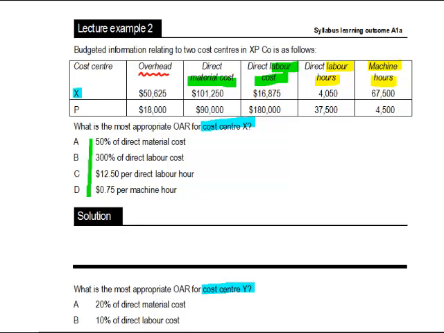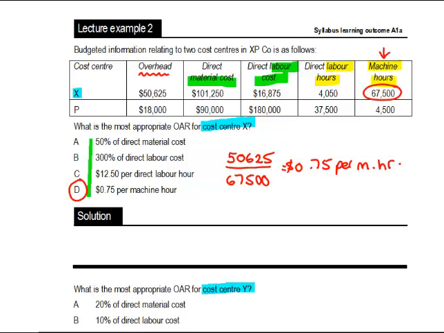Now let's have a look at these overhead absorption rates and see which one of them actually looks like the most appropriate. Now as we look at cost centre X, we can see straight away that it is more of a machine intensive cost centre. There's many more machine hours worked or used than there is labour hours worked. So we're going to pick machine hours. Let's just make sure that that works. So we've got $50,625, and if we divide that by 67,500 machine hours, we end up with $0.75 per machine hour. So D is the correct answer.